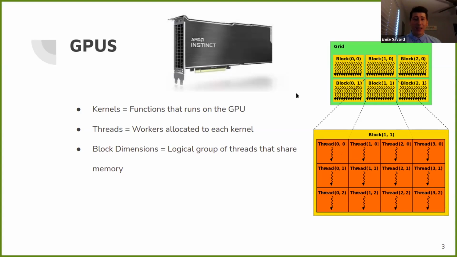And as a quick overview of GPUs before I go any farther, since I will be talking about them a lot, I just want to define 3 quick terms. The first are kernels, which are just functions that run on the GPU. The second are threads, which are the workers that are allocated to each of the kernels. And the last is block dimensions, which is basically just a logical group of threads that share memory. So the idea with this, to remember, is that changing the block dimensions changes the amount of threads they hold, which by extension also changes, of course, the amount of threads that each kernel can have.